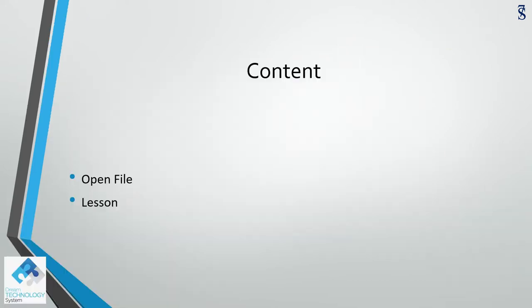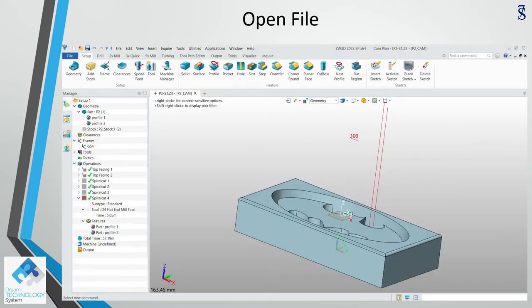Today's content, as usual, we have to open a file and then go step by step on how to complete the task. This is the result from the previous lesson. We completed the bottom portion of this part, which is Z-15. We need to do the ellipse inner portion today.